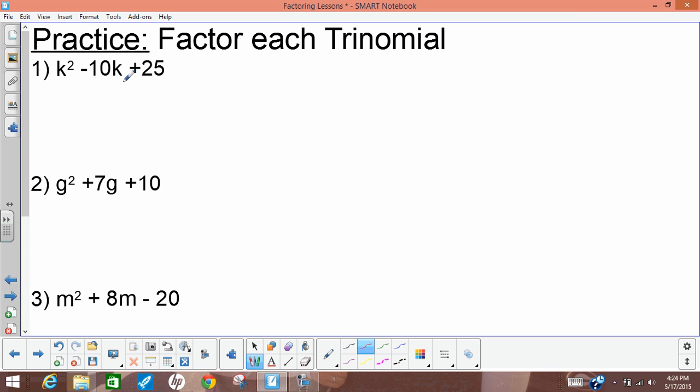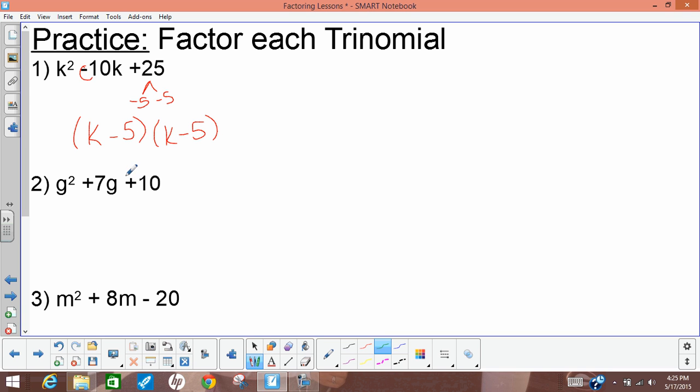So in this case, I have my factors of 25. I have a clue here. They need to both be negative. They both need to multiply to be positive and add to be negative. That means they both need to be negative, and it's going to be negative 5 times negative 5. So my factors are k minus 5 and k minus 5.